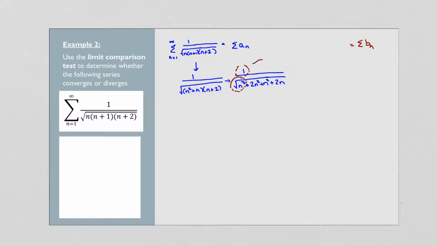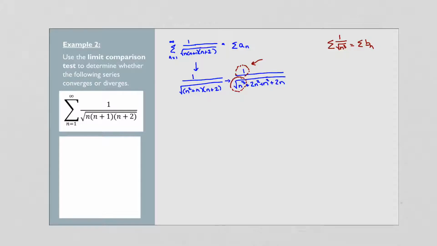I want to take the highest degree in the numerator and the highest degree in the denominator and choose that to be my b sub n series. That is, I want to select b sub n to be 1 over the square root of n cubed.